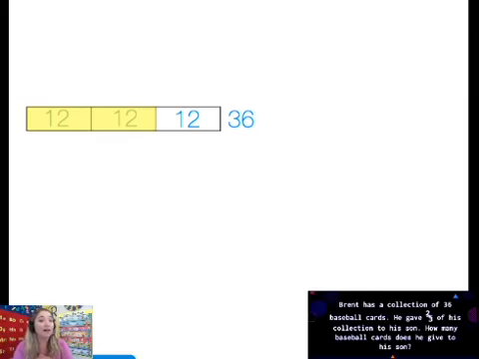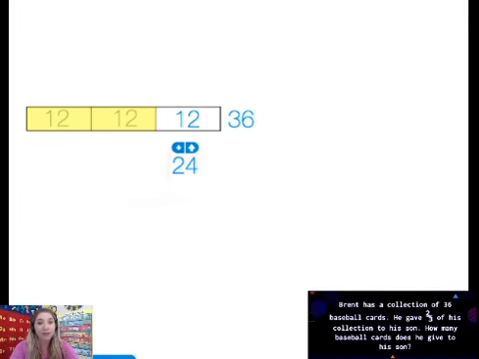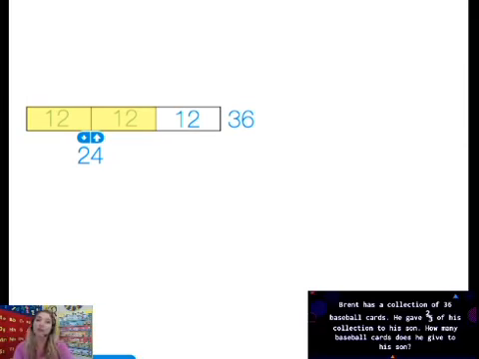And his son has 2/3 now. So I can see my yellow boxes are highlighted, and 12 plus 12 does give me a total of 24. So his son has 24 cards, and the dad, Brent, is left with 12. So I can see that 2/3 of 36 is 24, which leaves Brent, the dad, with 12 cards, which is 1/3. So there is my answer as a whole number.